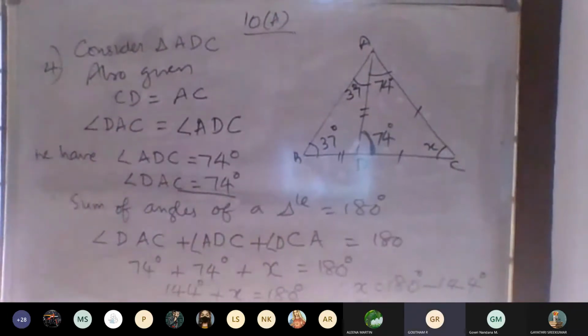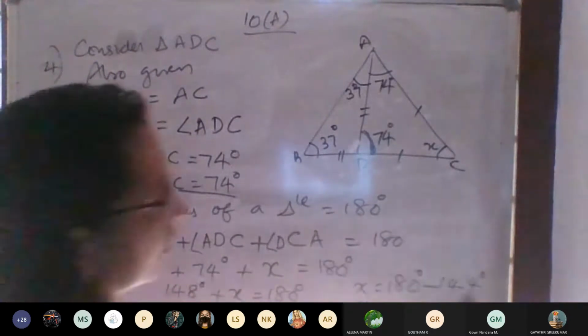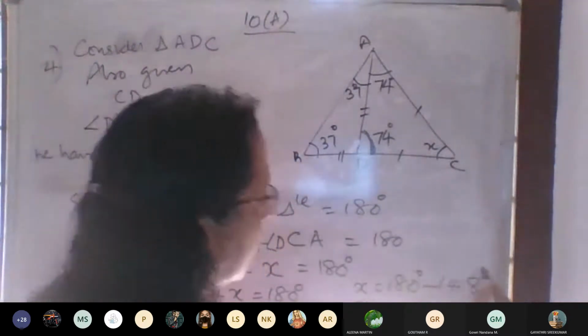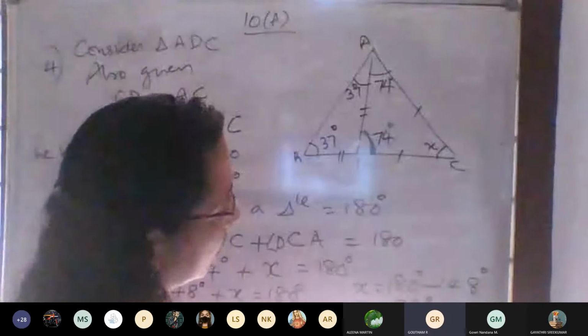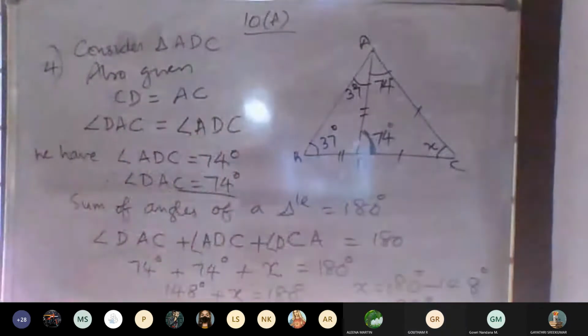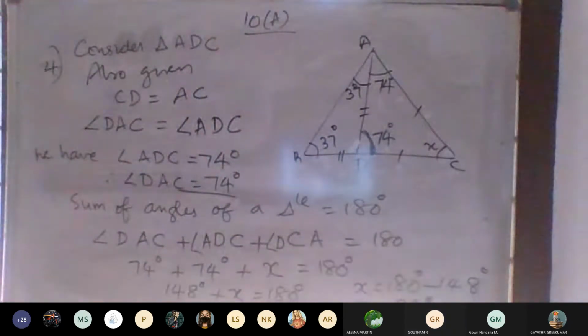Ma'am, 74 plus 74 is 148. Oh, sorry, 148. Okay. 180 minus 148, and X is equal to 32. So X is equal to 32 degrees. We have found the value of X.